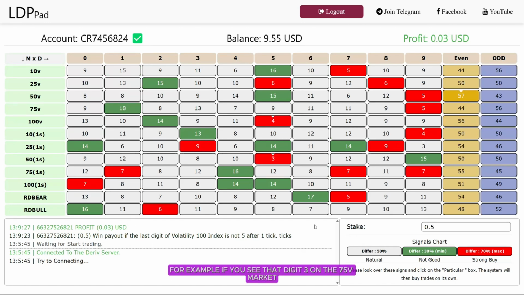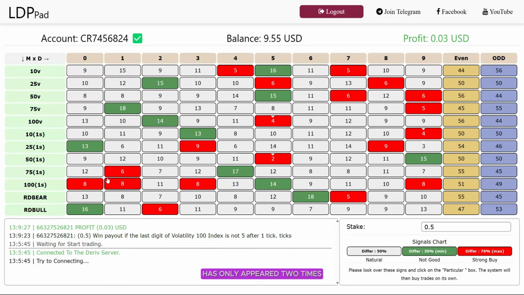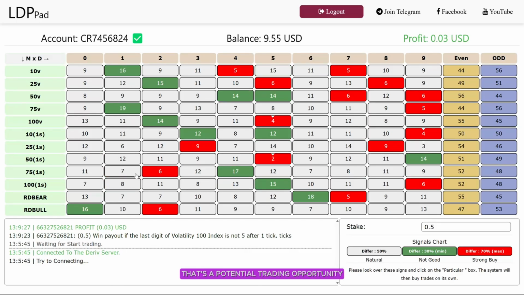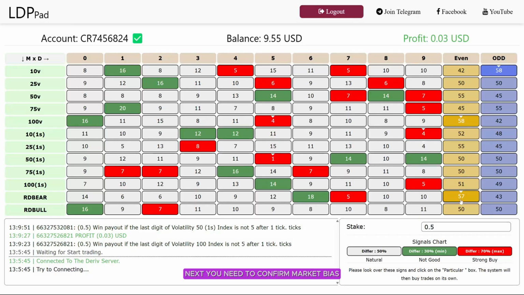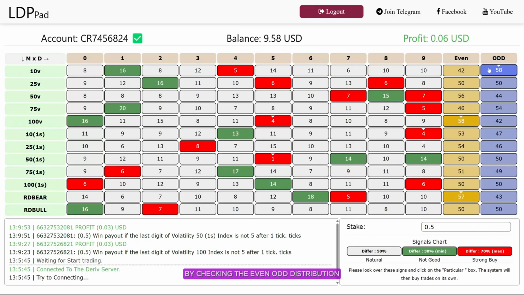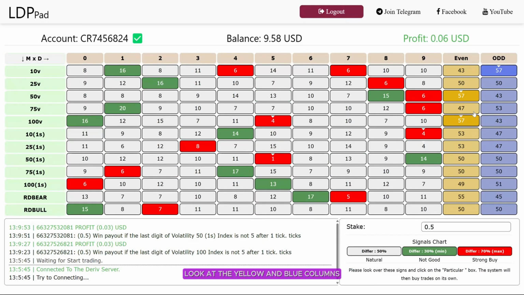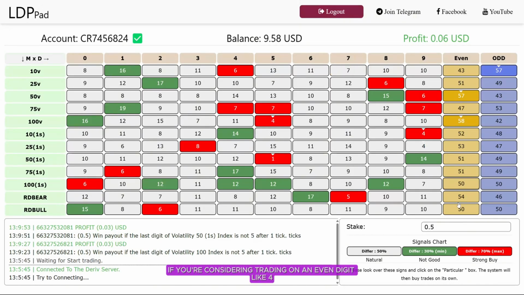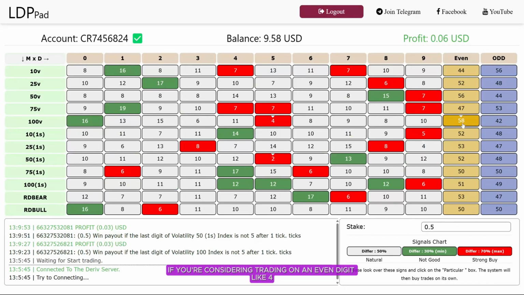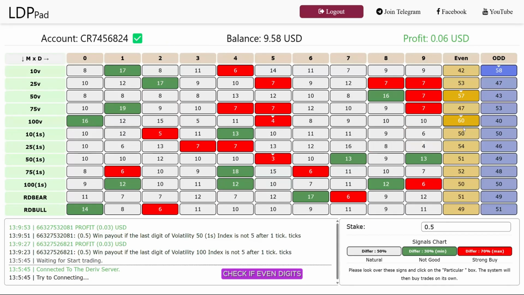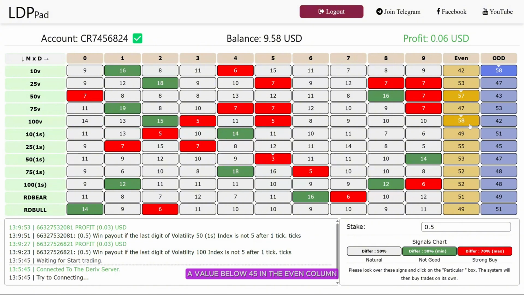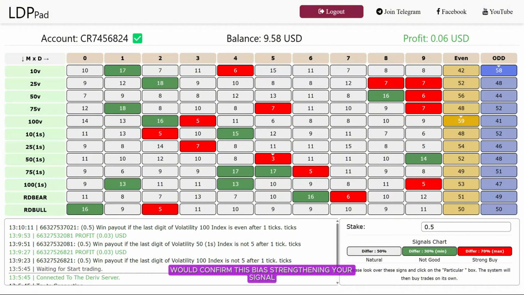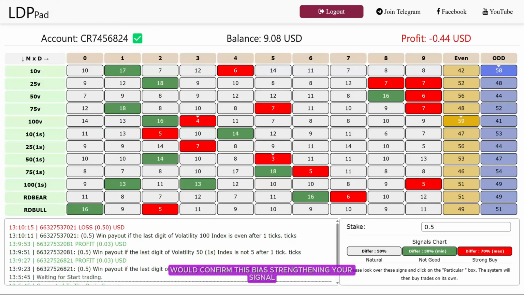For example, if you see that digit 3 on the 75V market has only appeared 2 times, that's a potential trading opportunity. However, don't rush to place a trade just yet. Next, you need to confirm market bias by checking the even-odd distribution. Look at the yellow and blue columns on the right side of the grid. If you're considering trading on an even digit like 4, check if even digits overall are underrepresented in that market. A value below 45 in the even column would confirm this bias, strengthening your signal.